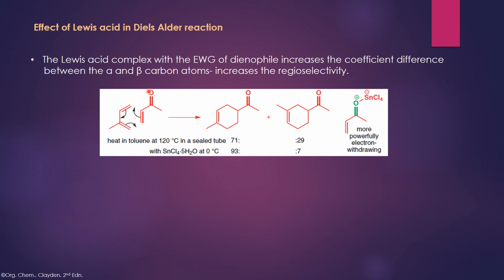That means when this SnCl4 interacts with this CO group, the coefficient here becomes larger than in the case of toluene, and thereby increases the reactivity. Since the coefficient increases, the bond formation between these two takes place more readily, and thereby giving a higher yield for the para-related product.